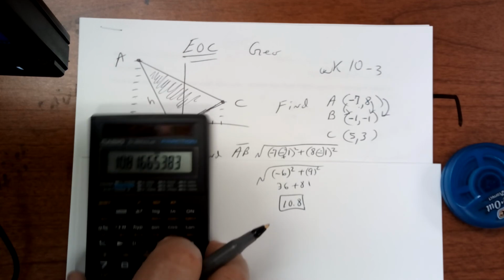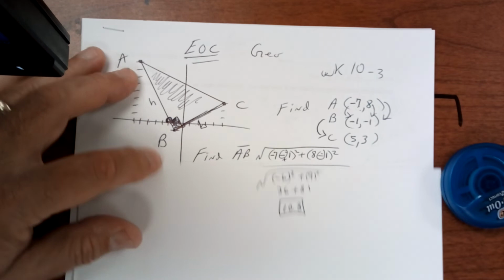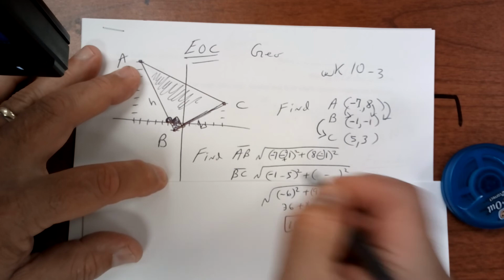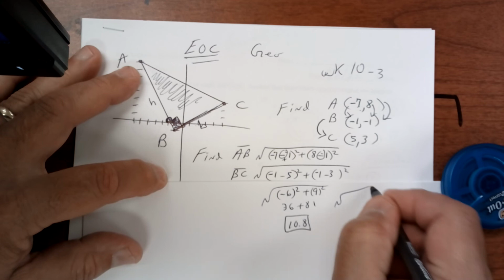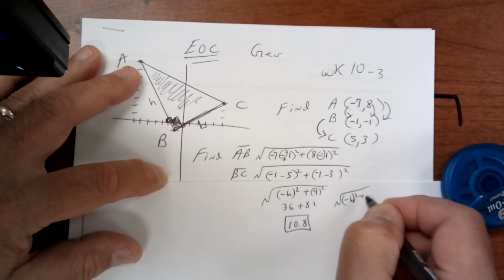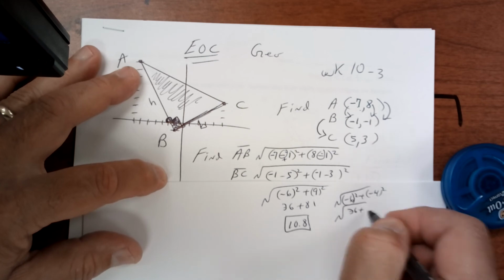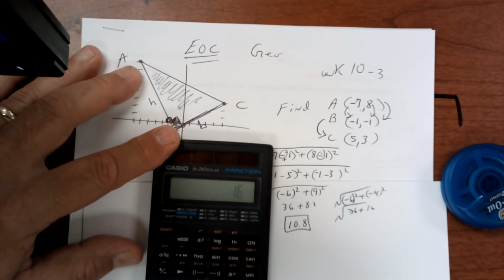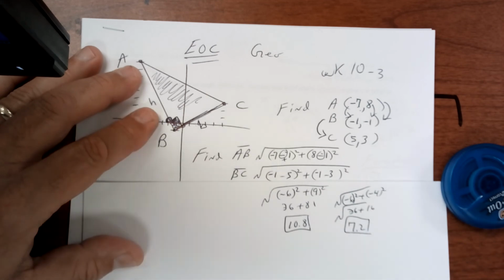Okay? And then on this one, I'm going to do the distance from B to C. So that's going to be -1 minus 5. And then -1 minus 3. So that's going to be a -6 squared. And this is going to be a -4 squared. So that's going to be 36 plus 16, whatever that is. And then shift square root. So I get 7.2. And so the area of the triangle is 1/2 base times height.